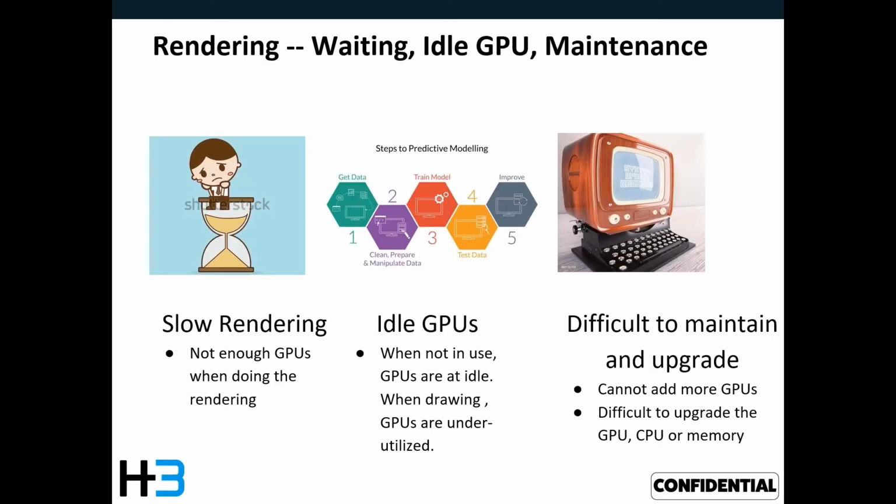So what are the key system challenges that the rendering process has? It's time-consuming. It leaves the GPUs idle when not in use, and it's difficult to upgrade the system. Oftentimes, designers and rendering artists have to either patiently wait for the rendering to be done, especially when doing batch rendering, or leave the GPU resources idle or underutilized when creating the content.